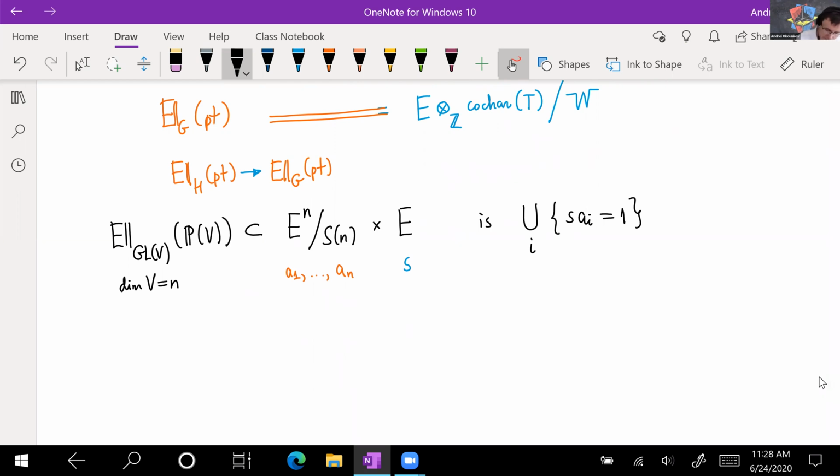So maybe a good example to think about is a map. Consider the map from GL1 to GL1, which is multiplication by Z cubed. Then the kernel of that map is the group of third roots of unity.